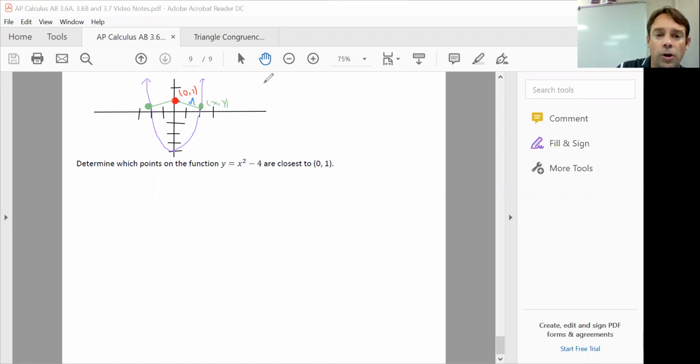So back in integrated 1, or might have been geometry if you're watching this from geometry, we learned something called the distance formula. It's an offshoot of the Pythagorean theorem. It says the distance between 2 points is the distance between the x's squared plus the distance between the y's squared, and then you take the square root of that. Again, it's just an offshoot of the Pythagorean theorem.